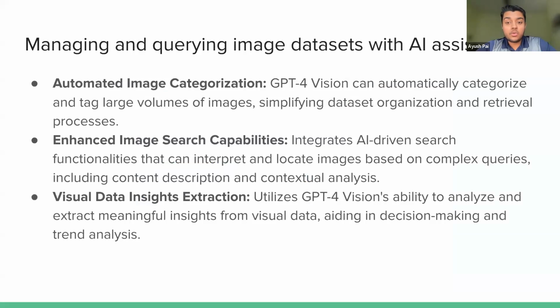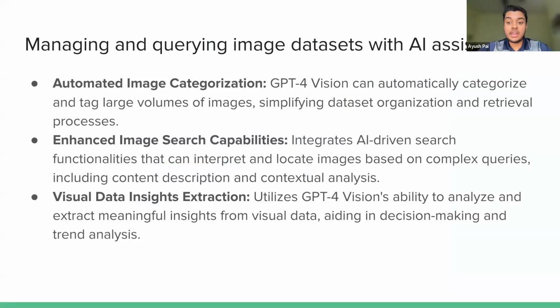So the management and querying of image data sets is undergoing a revolution with the assistance of AI, specifically GPT-4 Vision. The technology automates image categorization effortlessly by organizing and tagging large volumes of images. This automation streamlines dataset management, making it more efficient and less prone to error, which is especially beneficial for industries that handle extensive visual data.